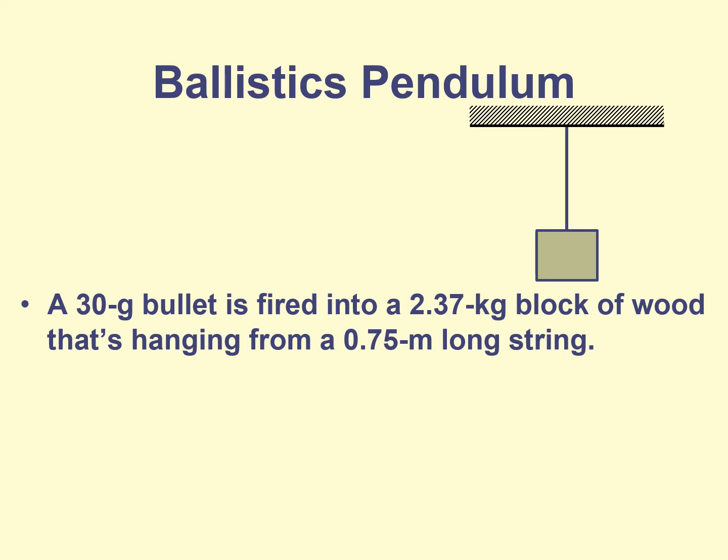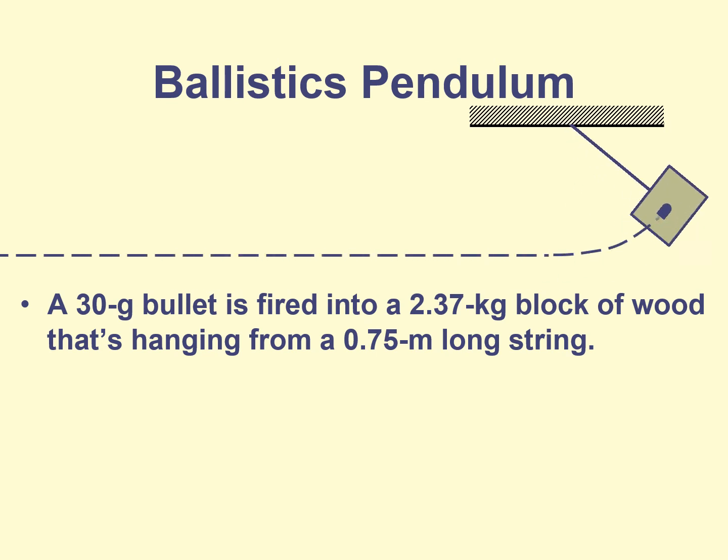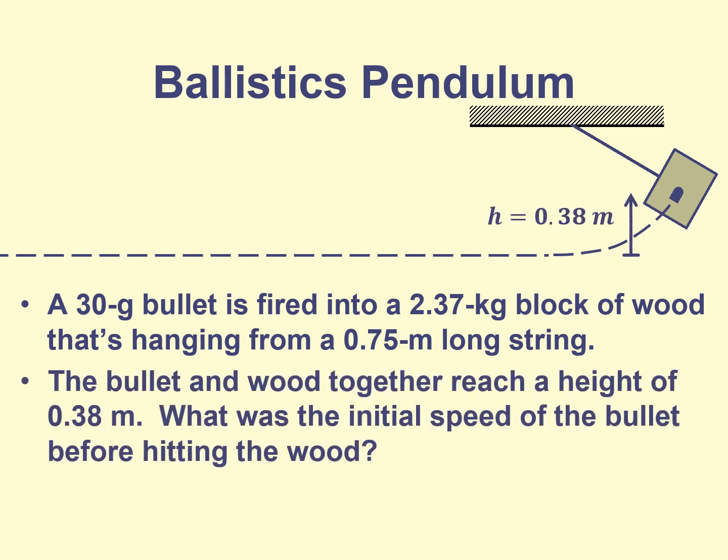It says a 30-gram bullet is fired into a 2.37 kilogram block of wood that's hanging from a 0.75 meter long string. As the block gets hit, you can see that the block will actually increase its height. The bullet and the wood basically combine. The bullet gets lodged into the wood and it rises up a height of 0.38 meters. So what's the initial speed of the bullet before hitting the wood?